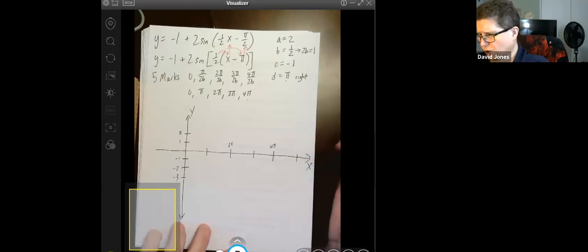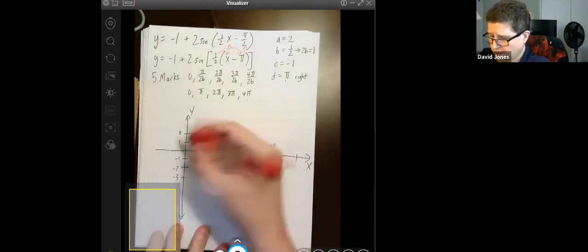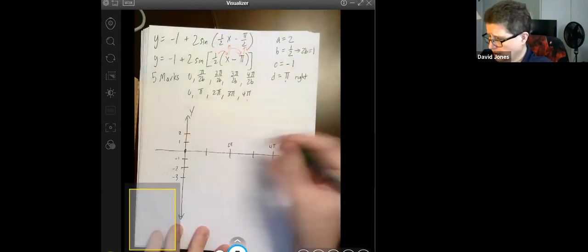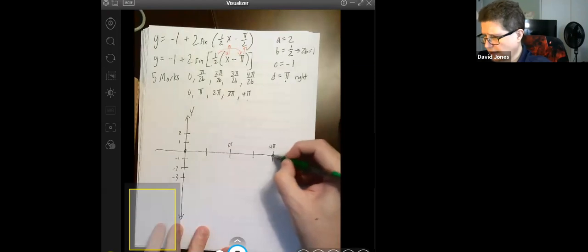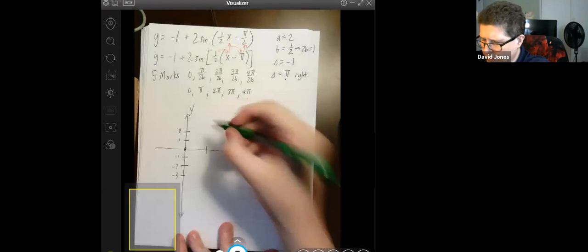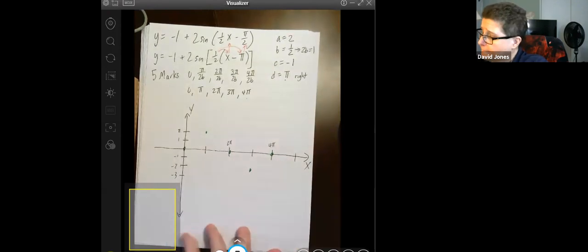All right, so what happens here? Sine at the endpoints is 0, and the midpoint is 0. The first quarter point equals a, which is +2. The second quarter point is -a, which is -2. Then we're going to shift everything. I'll put my dotted line in, why not?